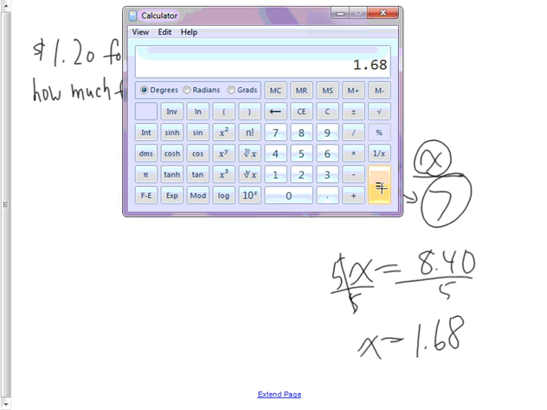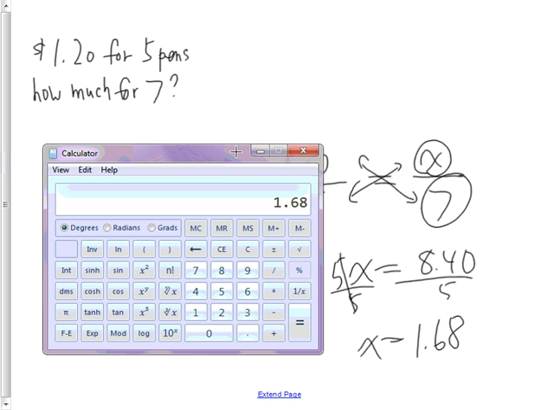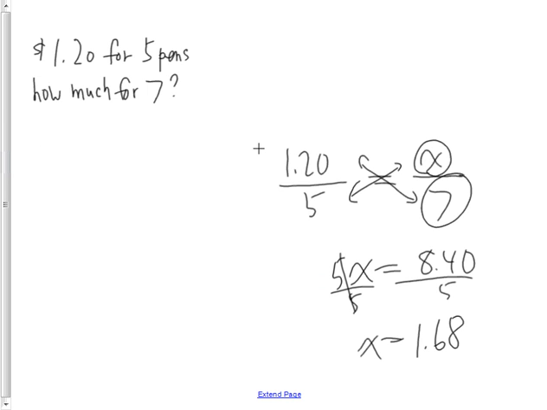Okay? But if you wanted to calculate unit rate, you could simply say $1.20 divided by 5 means that each pen costs 24 cents. And if you multiply that by 7, you still get the same answer of $1.68 for the 7 pens. So not one person used proportional reasoning? Nobody? Oh, what a shame.